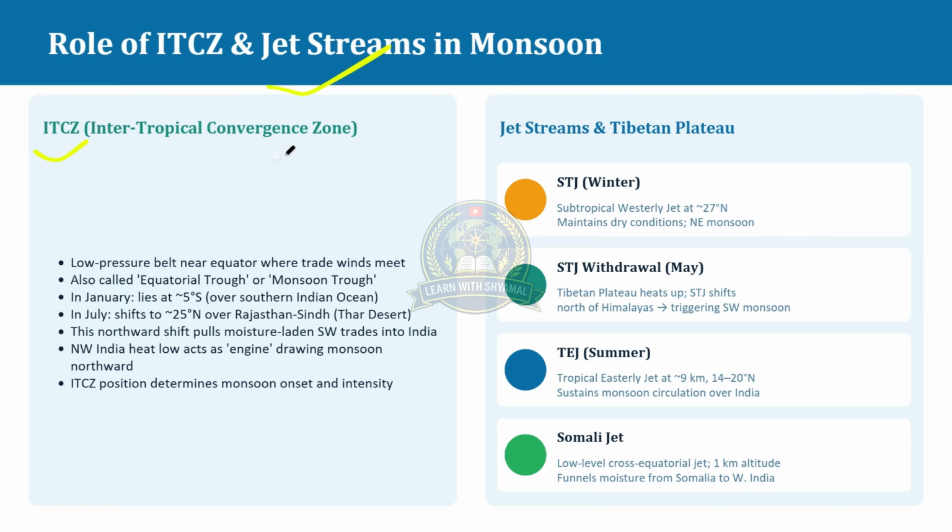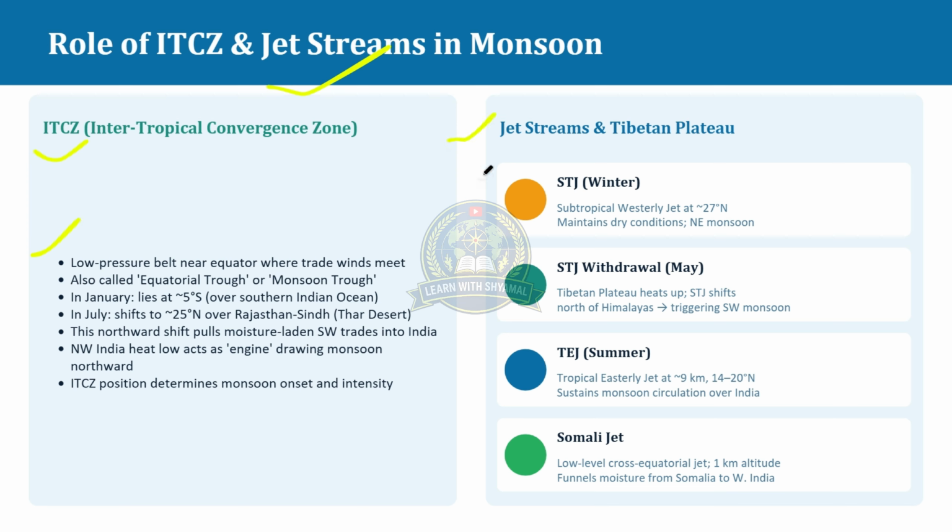ITCZ, intertropical convergence zone: a low pressure belt near the equator where trade winds meet, also called the equatorial trough or monsoon trough. In January, it lies at 5 degrees south over the southern Indian Ocean. In July, it shifts to 25 degrees north over Rajasthan, Sindh, Thar Desert. This northward shift pulls moisture-laden southwest trades into India. The northwest India heat low acts as an engine drawing the monsoon northward. ITCZ position determines monsoon onset and intensity.